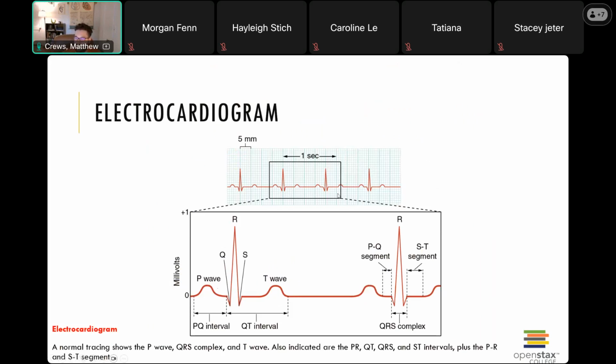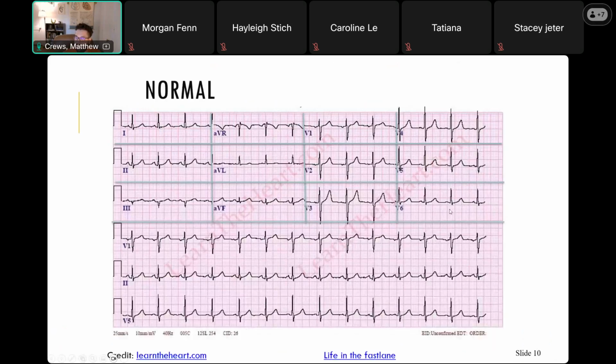So this whole thing from start to finish should be about 1 second, right? You should get a little more than 1 beat per second, so 60 to 80 beats per minute is normal. All right, normal. So P, QRS, P, QRS. Lead 2 is going to be your classic EKG look. That's what you're going to look at to see if this is a normal EKG. You'll look at lead 2.